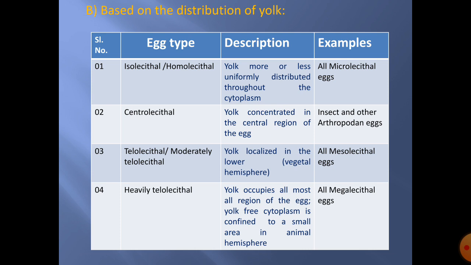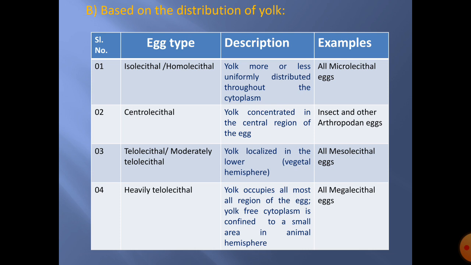Then, based on the distribution of yolk, 4 types of eggs have been classified. One is isolecithal or homolecithal. Iso means same or equal. Homo means uniform. Here, whatever little quantity of yolk is present, it is more or less uniformly distributed throughout the cytoplasm. And all microlecithal eggs invariably are isolecithal eggs.